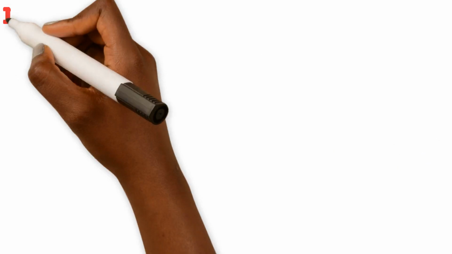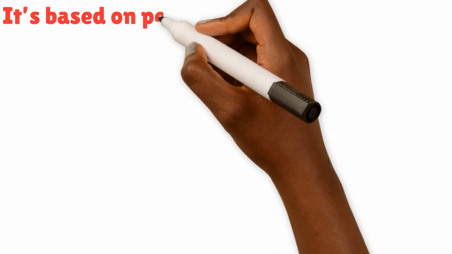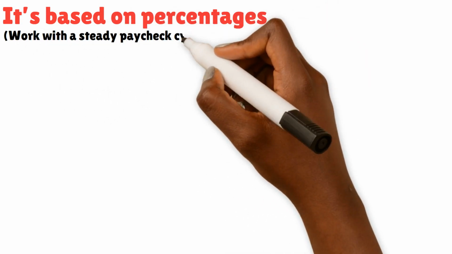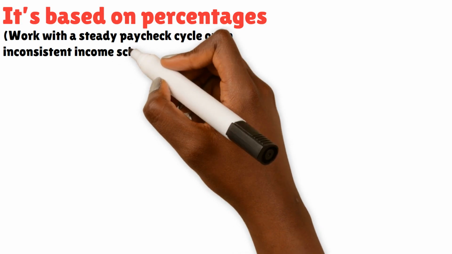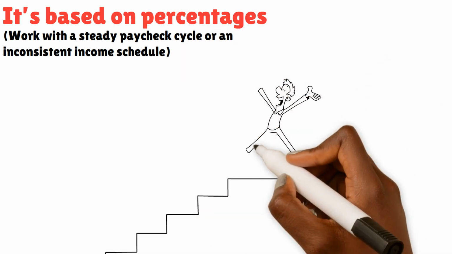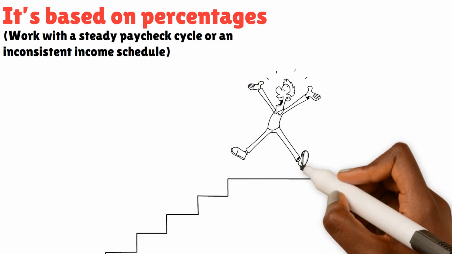But one of the biggest strengths of this rule is, because it's based on percentages, it will work with a steady paycheck cycle or an inconsistent income schedule. Having such a flexible rule will allow anyone, regardless of the type of income they have, to get ahead on their path to financial freedom.